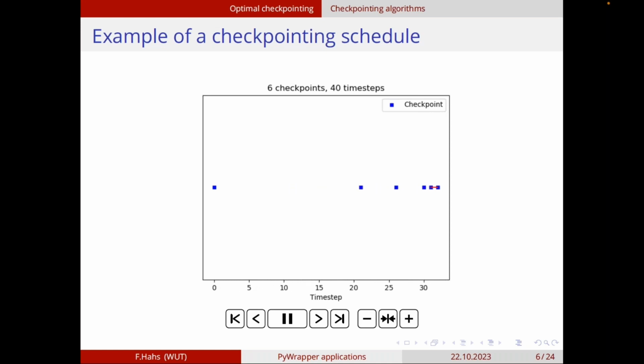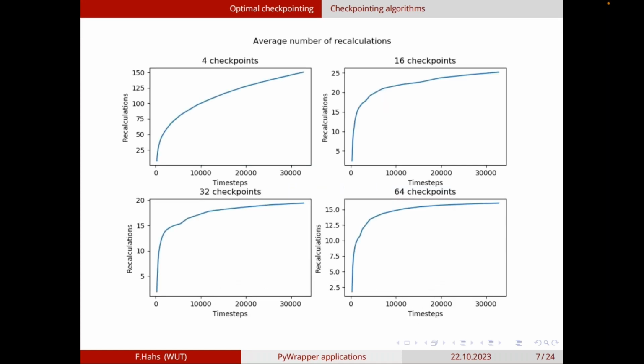Let's show maybe how many times we have to recalculate. As you can see here, in my implementation, I have achieved this logarithmic growth. Depending on how many checkpoints we have available, the number of recalculations grows. However, not so quickly, especially when we have many time steps available. This growth is not that fast.